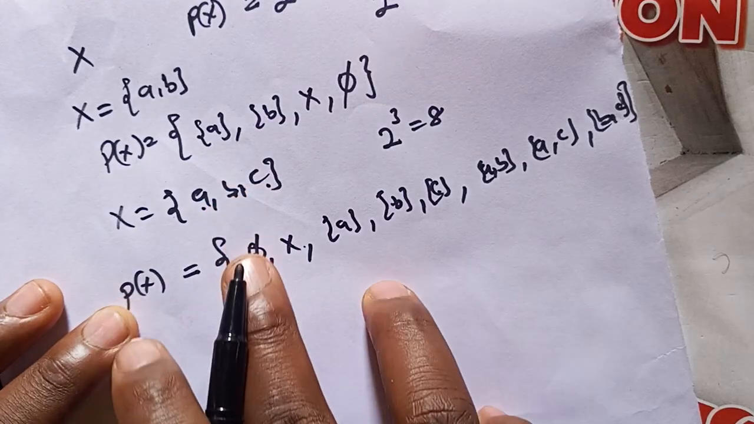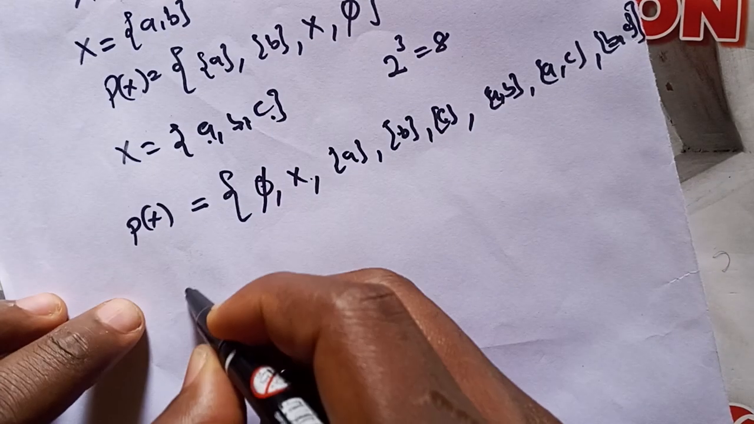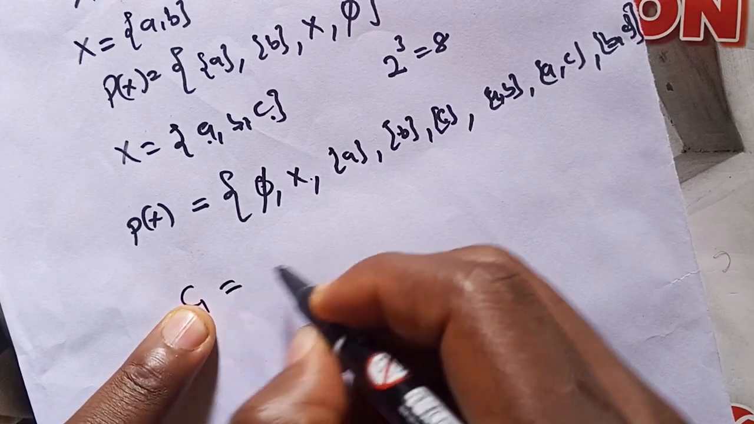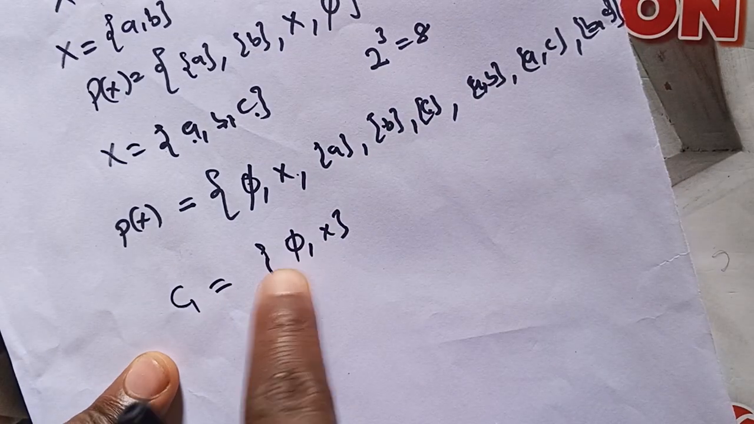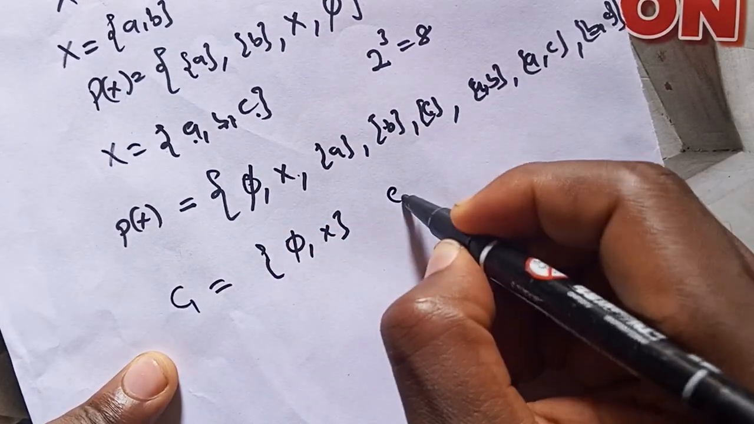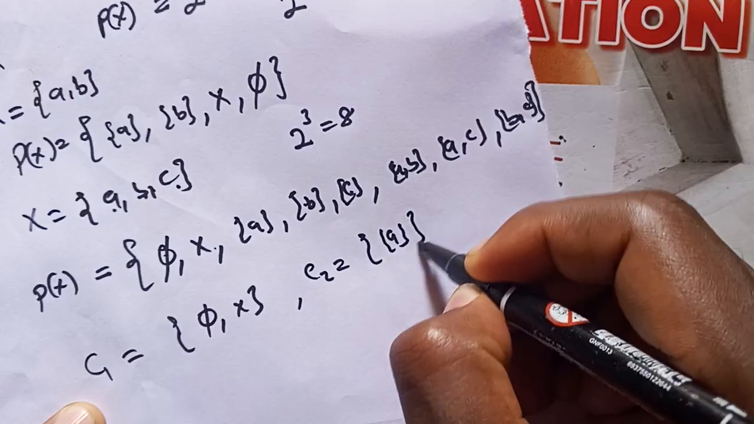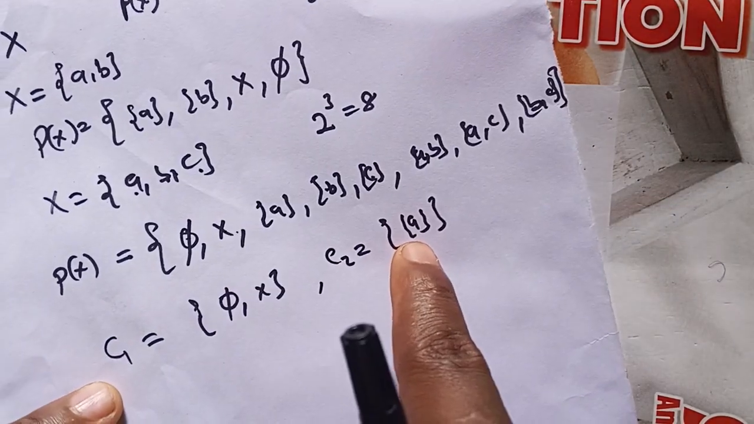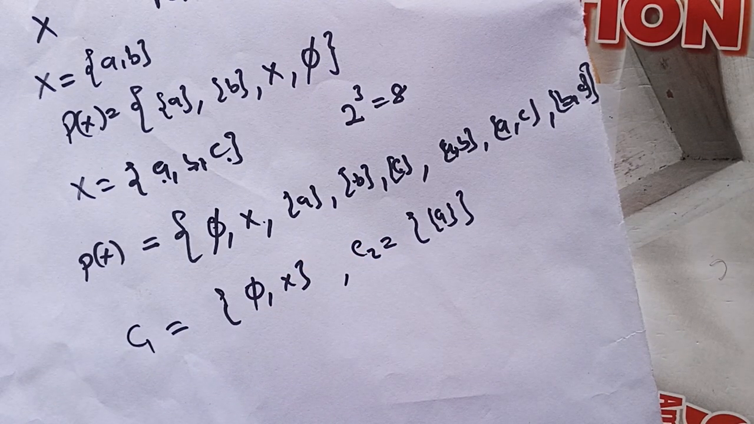Now, a class, on the other hand. A power set may be a class, but a class does not necessarily mean a power set. A class means a set containing sets. So let me call this C1. C1 could be a class, so it's a set containing maybe only the empty set and the whole set. This is a class. I can have another one, C2. C2 may be a set containing only the singleton sets. It's also a class. So a class is simply a set containing sets.